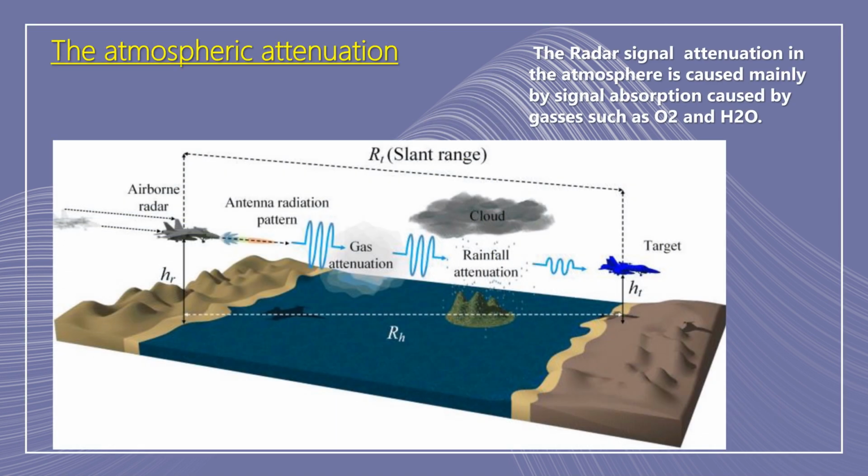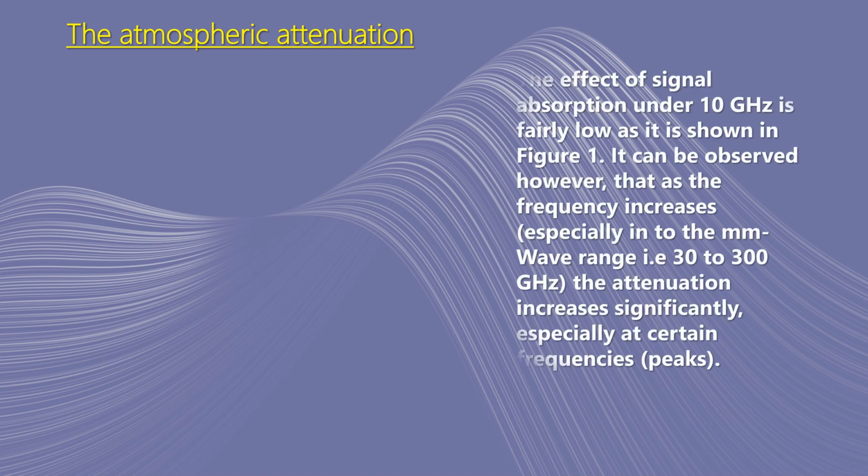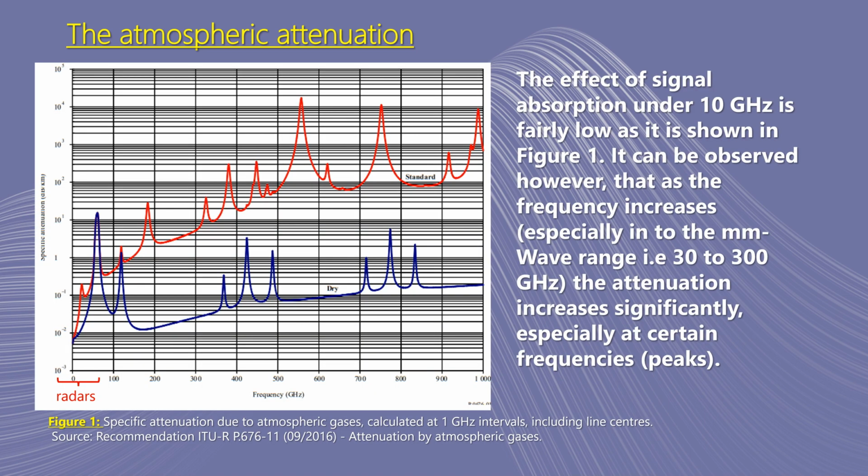Next, we will discuss the atmospheric attenuation. The RF signal attenuation, or reduction of the signal in the atmosphere, is caused mainly by signal absorption caused by gases such as oxygen and humidity. The effect of signal absorption under 10 GHz is fairly low, as shown in the graph. It can be observed, however, that as the frequency increases, especially in the millimeter wave range, i.e. 30 to 300 GHz, the attenuation increases significantly, especially at certain frequencies. Notice the peaks in the graph.